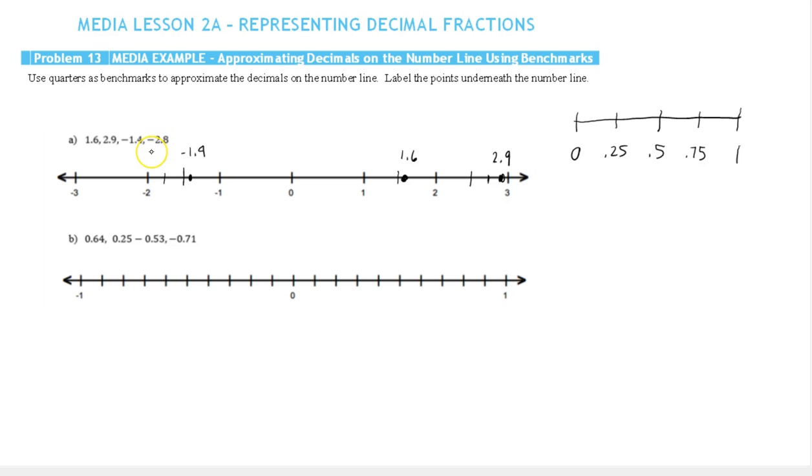And finally, negative 2.8. So that's between negative 2 and negative 3. I'm going to cut this in half. And negative 2.8 is between negative 2.75 and negative 3. So I'm going to make one more small little mark. And negative 2.8 would be a little bit closer than that to negative 3. So notice I didn't even have to draw all of the benchmarks, all 4 for each one. I just used the ones I needed, and it's a lot easier than trying to make 10 equal segments in here.